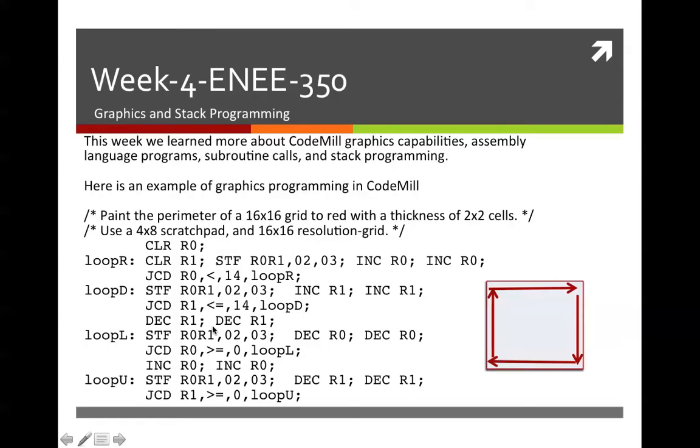Okay, so the last step would be just to go back up, and for that we first reset the value of R0 to 0, because this would have actually taken it down to -2, and then we keep painting these 2 by 2 squares here. And that's basically what this does.